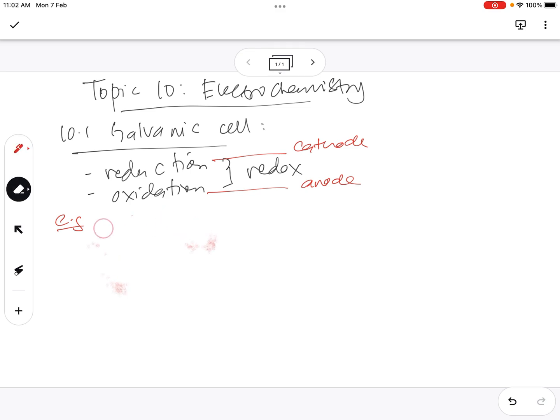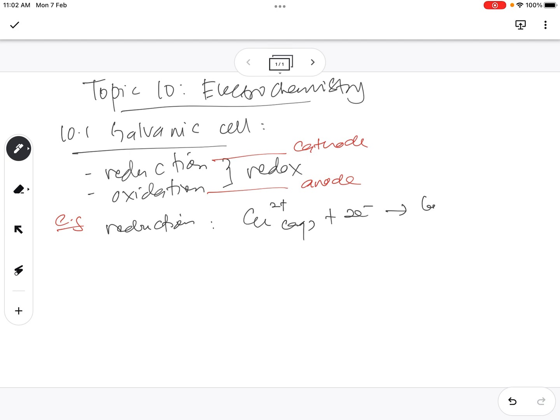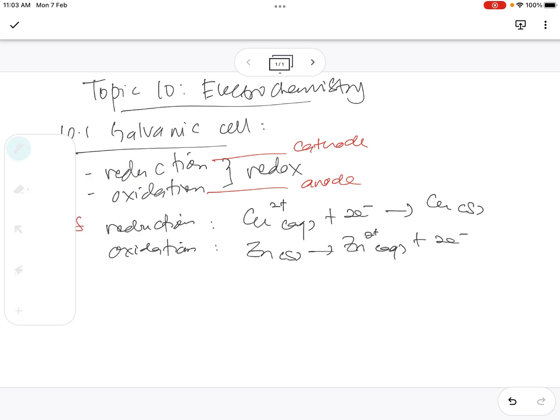Okay. So example of equation lah, I give you just example macam mana reduction punya equation. I use black color pen. Reduction equation is, contoh, Cu2+ gain 2 electron become Cu solid. Okay, this is reduction. Kalau oxidation, let's say zinc solid, then loses electron, Zn2+ aqueous. Okay, so in this case we can see reduction gain electron, and oxidation it loses electron.